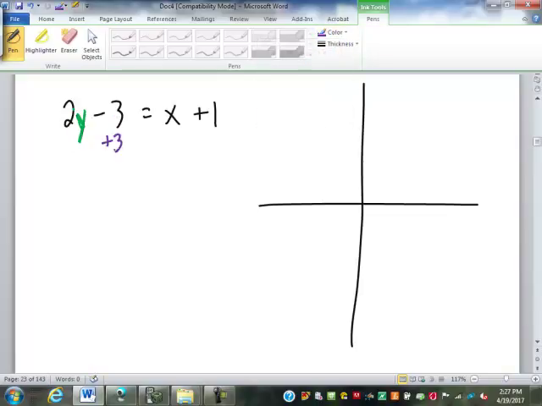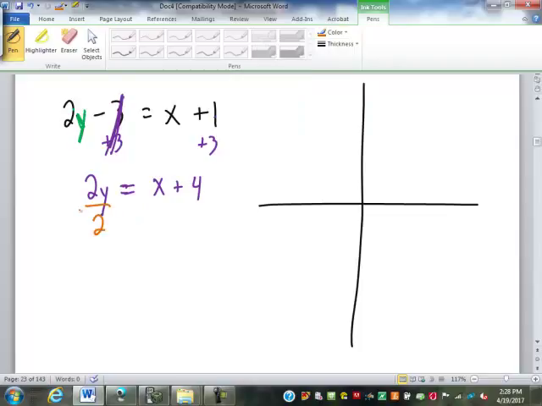So I'm going to add 3. That leaves me with 2y over here. Remember, when we add or subtract, we only have to do it to one piece on each side of the equation. So adding 3 over here cancels out the negative 3. On the right side, I add 3 to the 1 to give me 4. So on the right side, it's now x plus 4. Very good. Now we divide by 2.